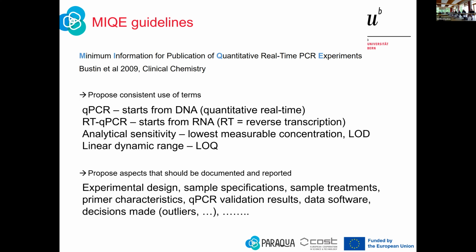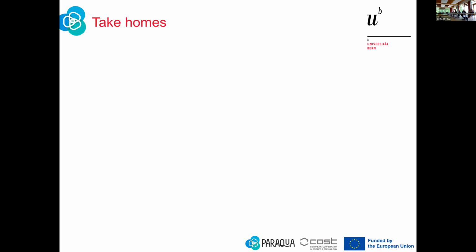And they say people usually under-report on their qPCR assays. Many papers with qPCR do not report the data, the software used to analyze the data, the decisions made, outliers that they threw out. They don't tell a lot about the primer characteristics and so on. So it might be a bit over the top what is proposed here, but it's a good start to make conscious decisions about what you do and what you don't do.